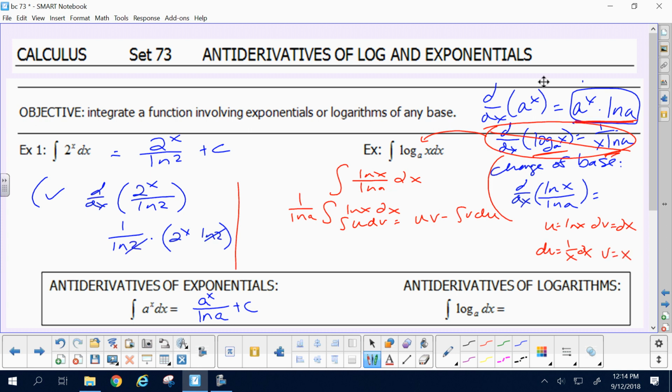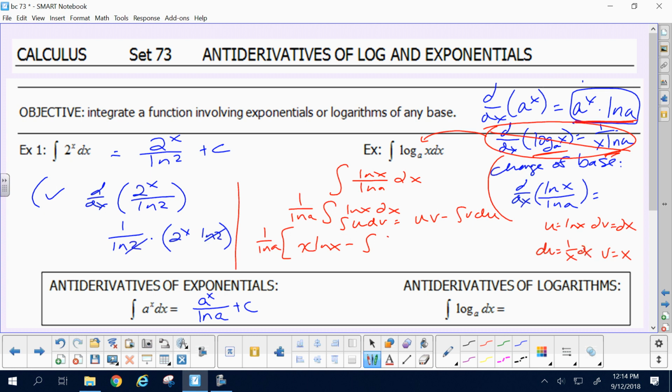Okay, with that substitution then, we have 1 over natural log of a still out front, and a big old set of parentheses or brackets. uv, x natural log of x, minus the antiderivative of, what's voodoo in the integral?